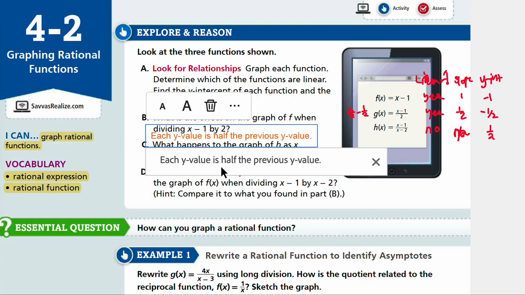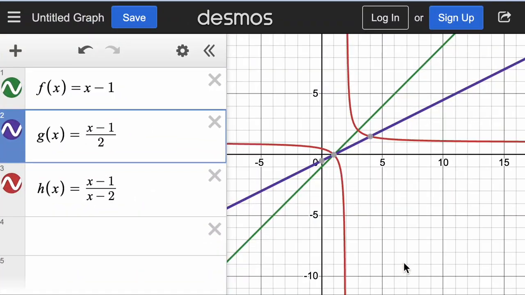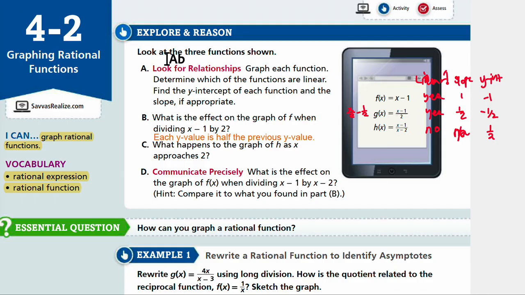Nothing too fancy. Each y value is half of the previous y value. What happens to the graph of h as x approaches 2? If you look at the graph as x approaches 2 from the left side, it approaches negative infinity, right? And from the right side, as x approaches 2, it approaches positive infinity. So depending on the direction it's coming from, the behavior of the graph changes.